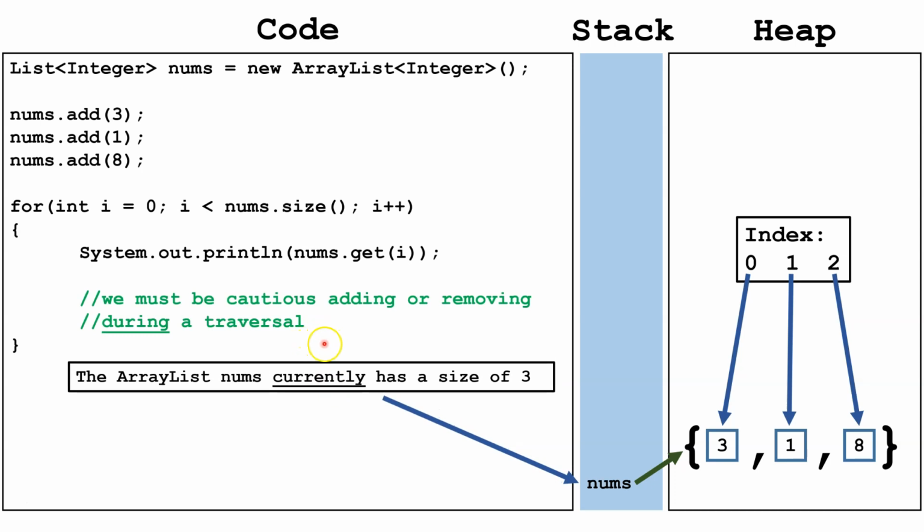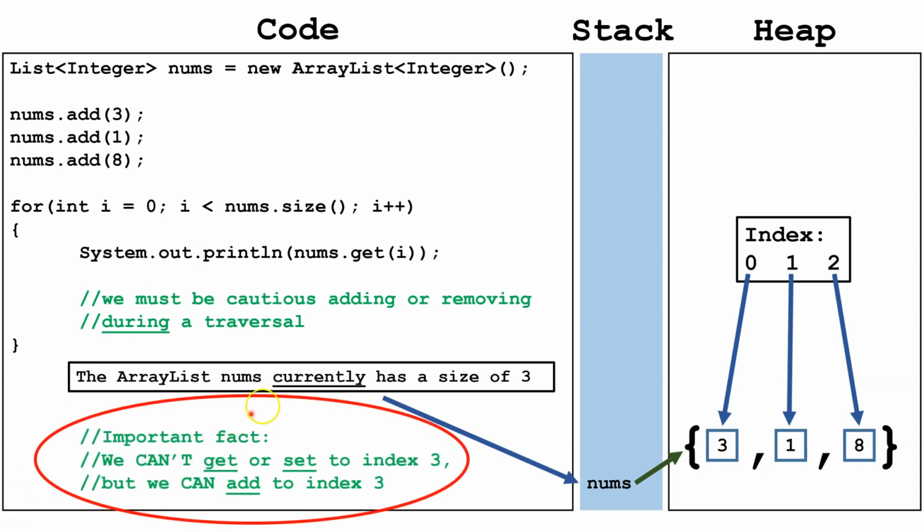It's also important to understand that we must be cautious when adding or removing an index from an array list while we are traversing this. Because indexes will slide over when an item is either added or deleted, traversing an array list while we are adding or removing items may either cause an index to be returned twice or an index to be skipped.